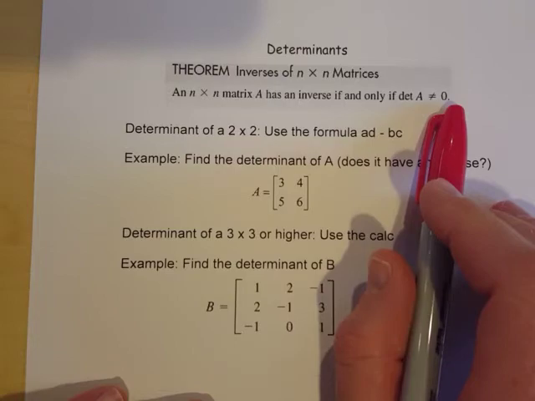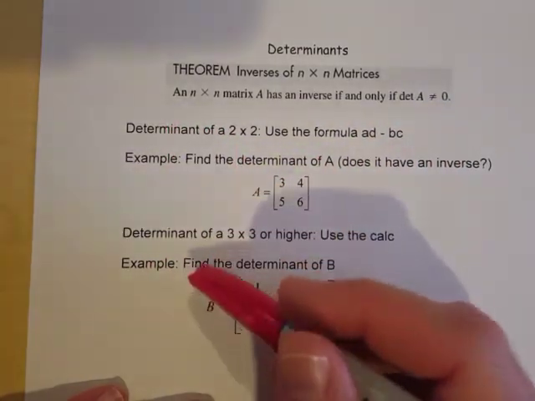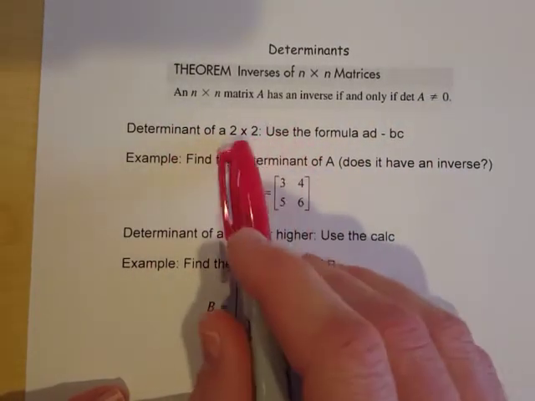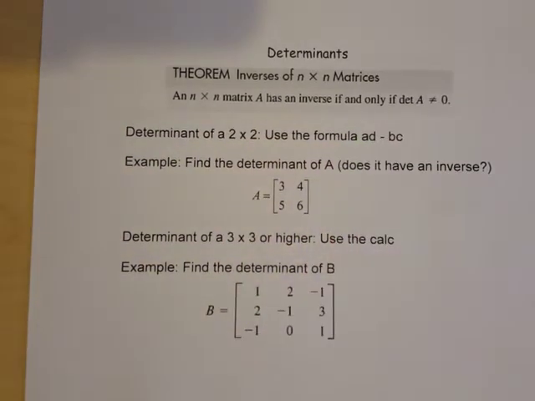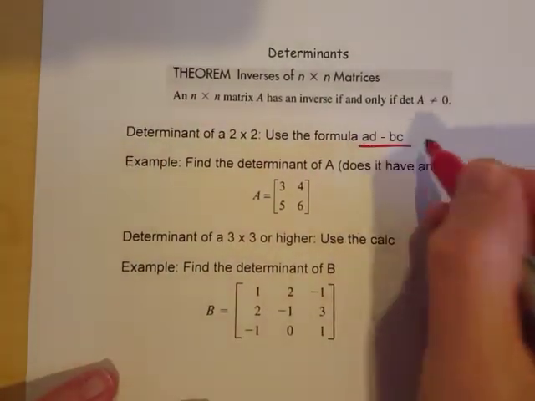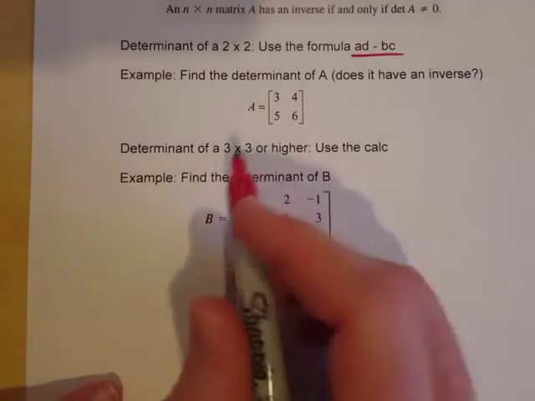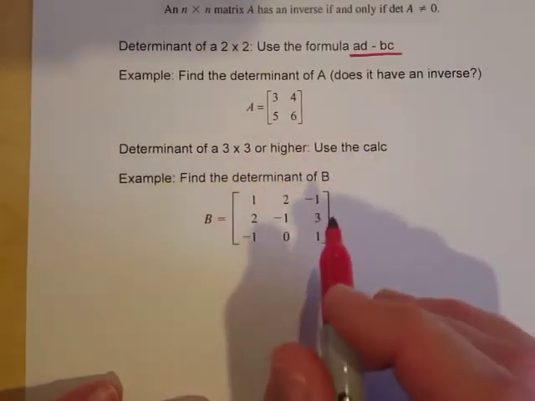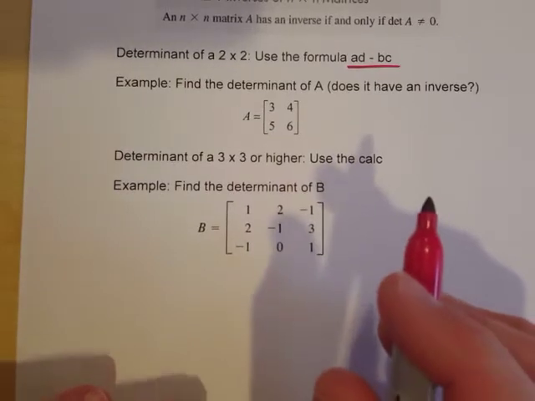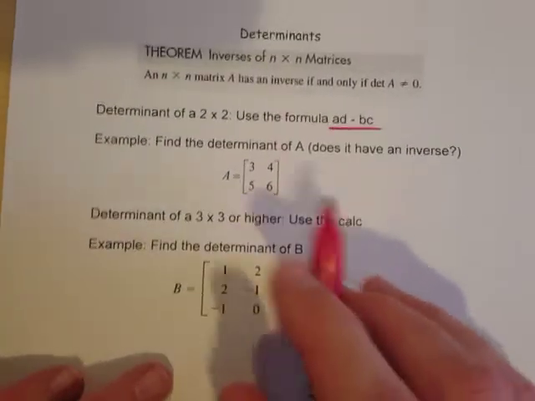So we're going to find determinants of 2 by 2s. Like in the last example, we're going to do those by hand. We have a little formula for that, which is AD minus BC. If we go 3 by 3 or higher, then again, we're going to use the calculator to help us shorten that process. Let's start with a 2 by 2.